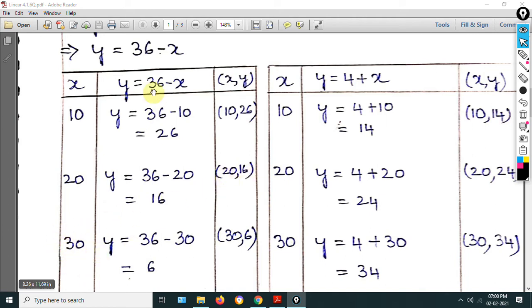So y equals 36 minus x. How much did we take here? 30. So 36 minus 30 equals 6. Okay, so what we got here: x value is 30, so 30 comma y value, how much did we get? 6.